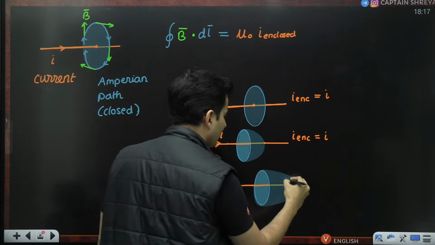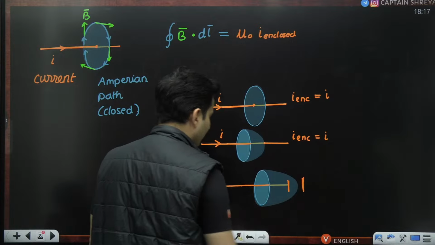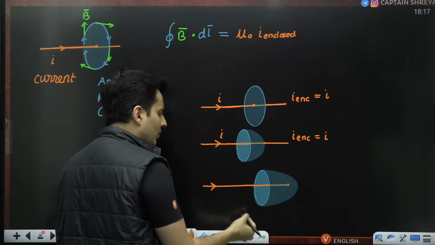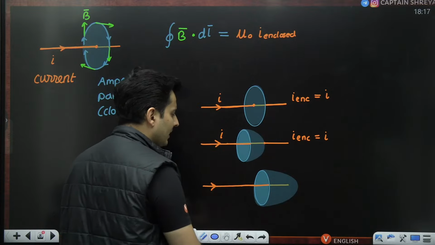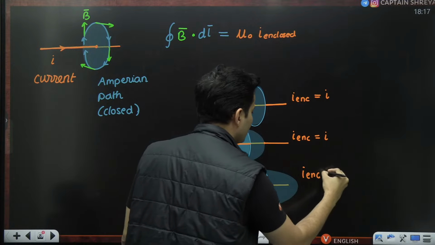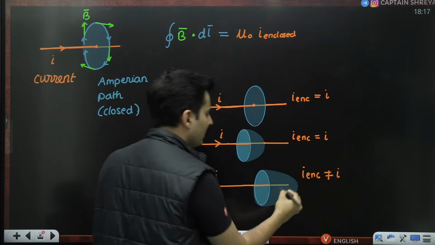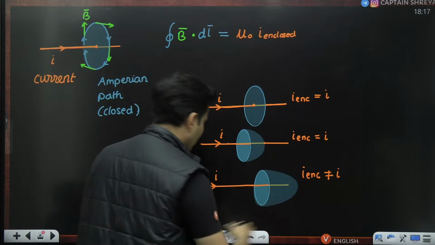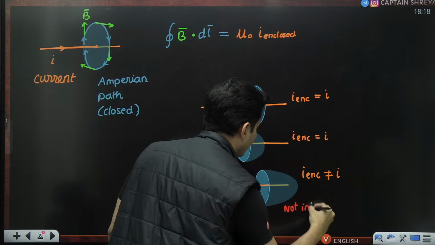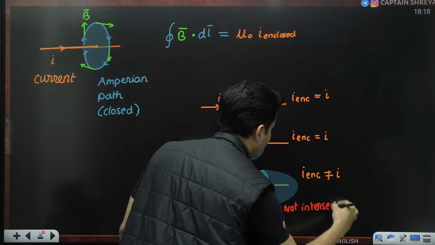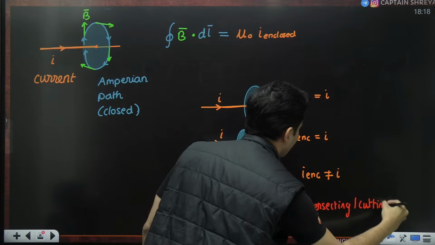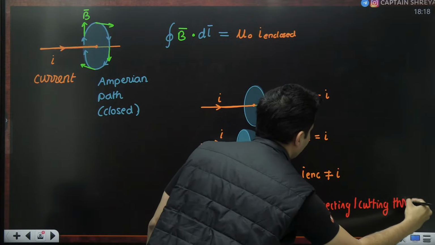But imagine if this was like a capacitor, or some wire is abruptly ending over here. It is not exactly intersecting at this point. Even if the current is I, the problem is that the enclosed current will not be I, because it is not piercing through it. There is no piercing; it is not intersecting or cutting through that particular surface.